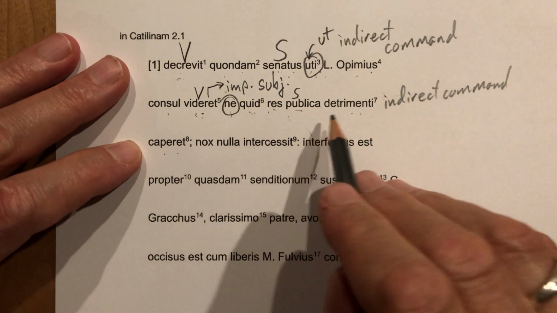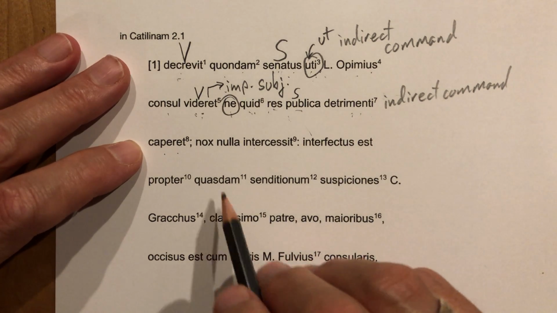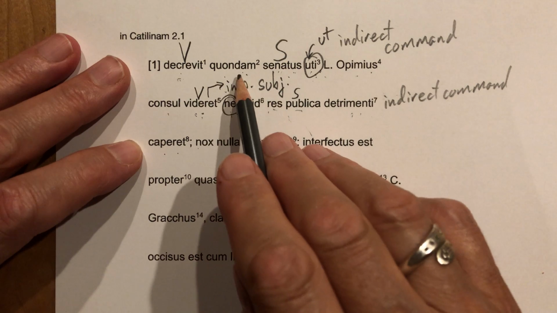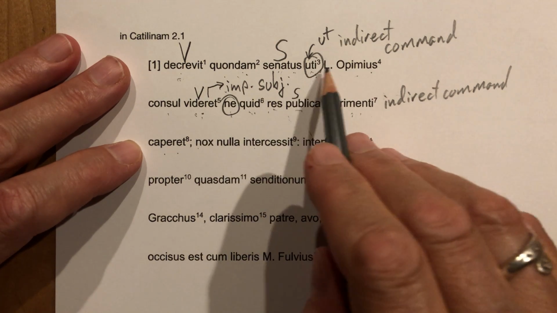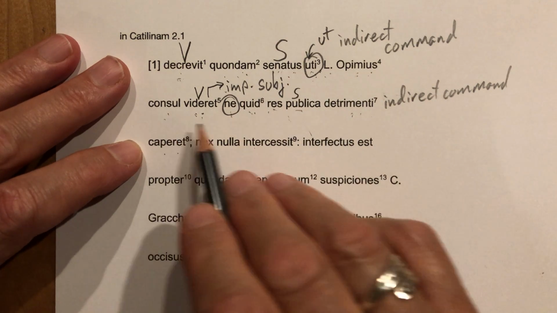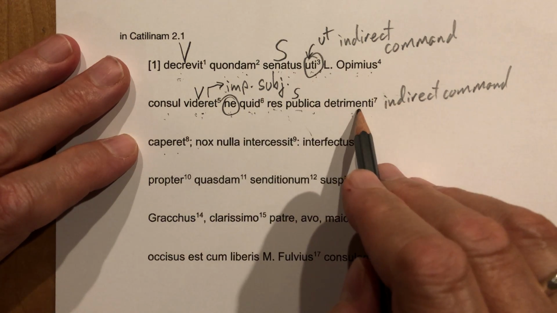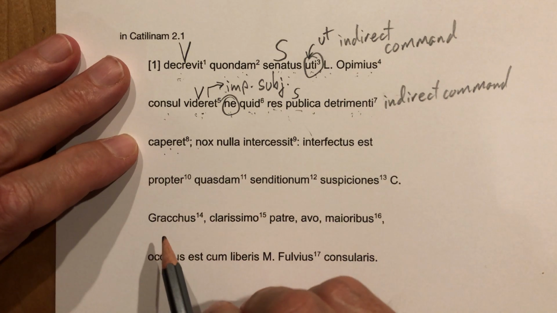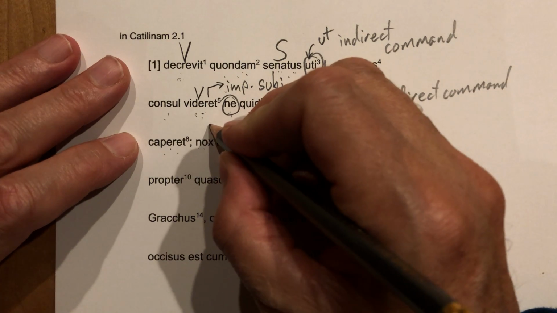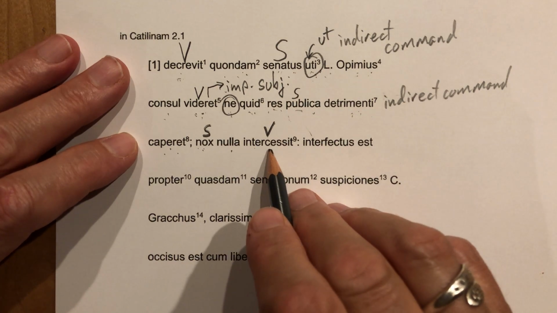Of course, literally that's anything of harm. We have to squish that around a little bit there. So yeah, the whole thing, decrevit quondam senatus. The Senate in the past decreed, uti L. Opimius consul, that Lucius Opimius the consul, videret, see to it, ne quid res publica detrimenti caperet, that the republic received no harm.